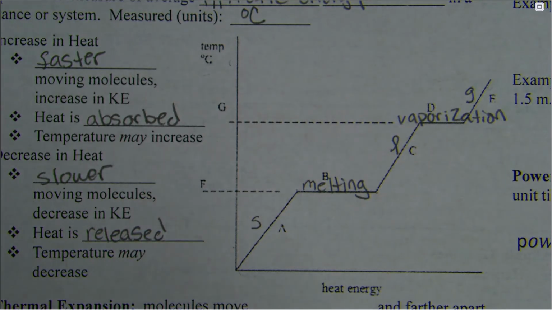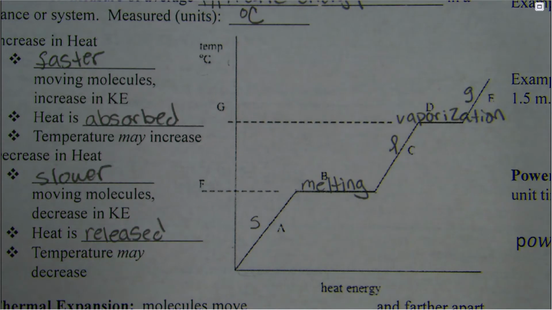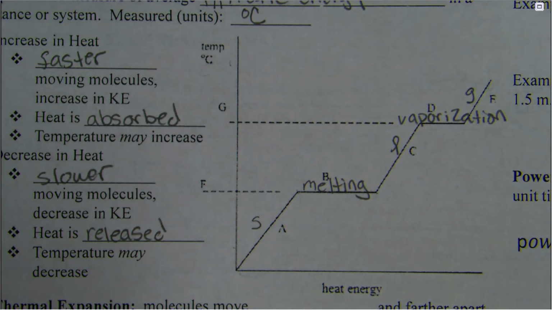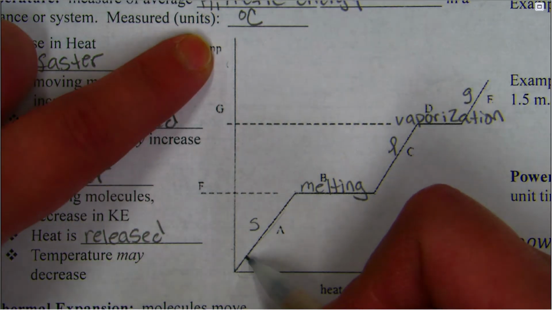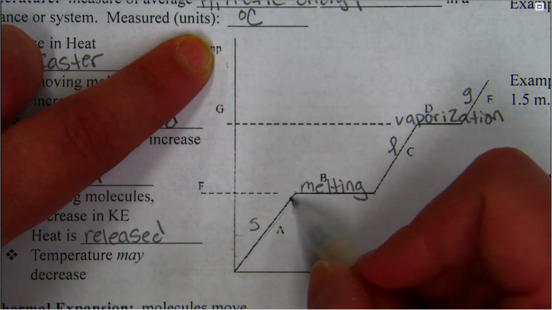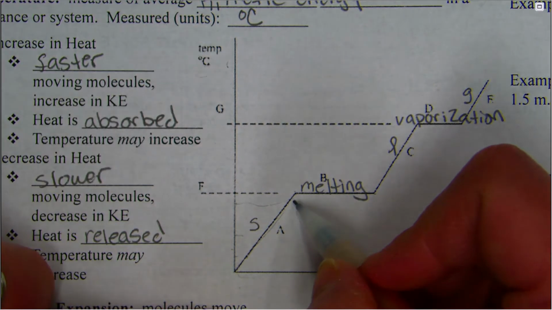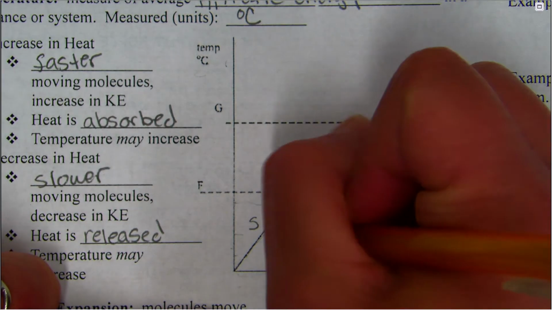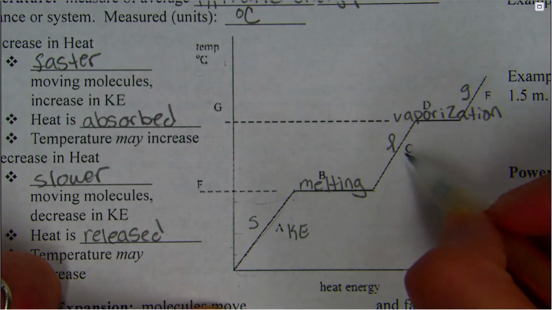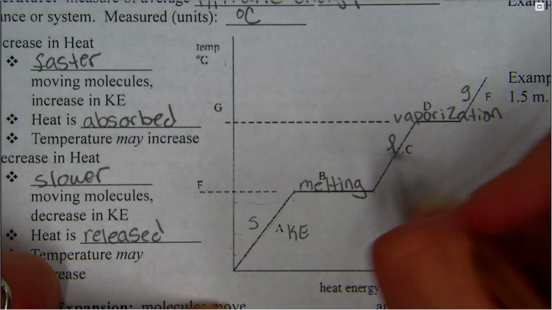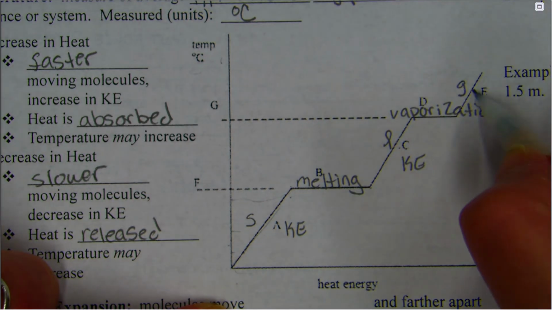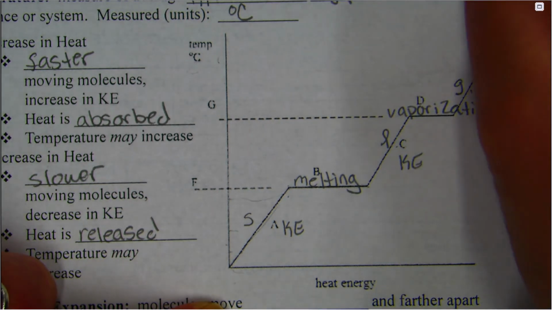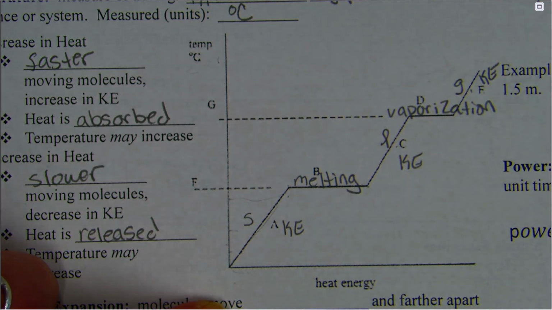And now if you will remember, our temperature is the average kinetic energy. So over here, with my solids, my temperature is increasing. So we say that solids have kinetic energy. And the same thing with my liquids. My liquid temperature is increasing, so they have kinetic energy. And the same thing with my gases. My gases are increasing, so again, they have kinetic energy.